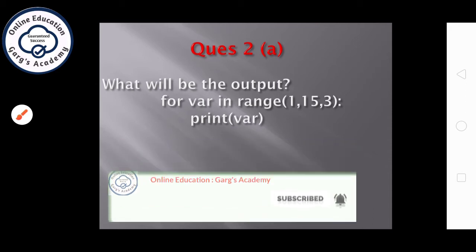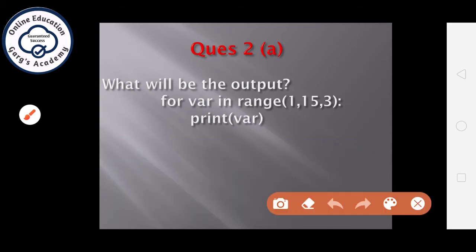What will be the output? For variable in range 1, 15, 3, print variable. So students, first of all, let's see the difference between range and arange. Arange function creates an array, but range function creates a list. So here a list will be created, and this variable takes each time one element of the list. So after taking the element in the variable, it will print that variable.